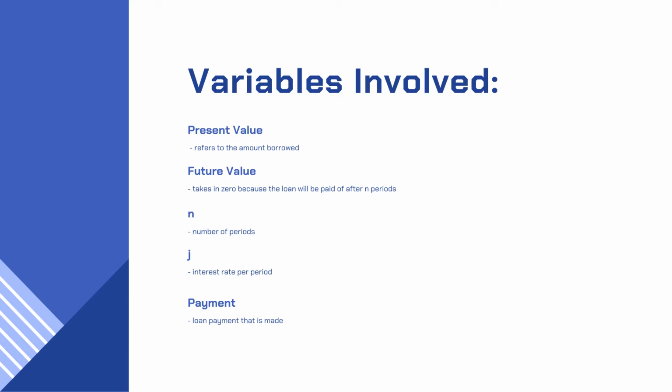Next, we need to define all the variables involved for us to have the knowledge in case we are going to encounter them in the succeeding slides in this presentation. Firstly, we have the present value. It refers to the amount borrowed. Next is the future value. It takes in zero because the loan will be paid off after n periods. Letter N is the number of periods, while J is the interest rate per period. And lastly, in this slide, we have payment. It is the loan payment that is made.